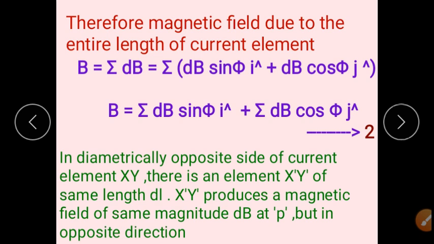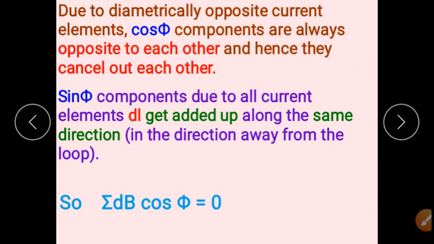Now, on the diametrically opposite side of current element XY, there is an element X dash Y dash of the same length dl. X dash Y dash produces a magnetic field of the same magnitude dB at P but in the opposite direction. Due to diametrically opposite current elements, cos phi components are always opposite to each other and hence they cancel out each other. Sin phi components due to all current elements dl get added up along the same direction.